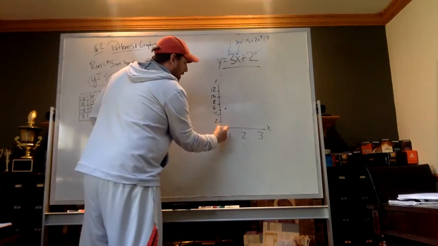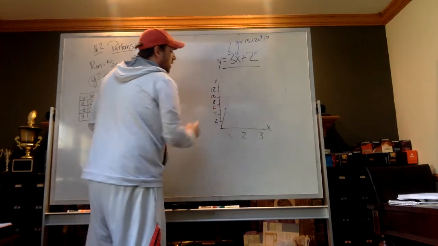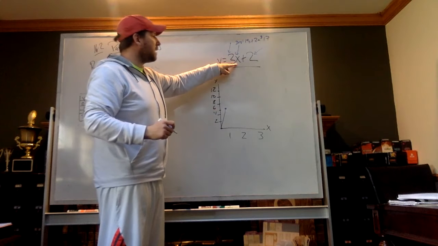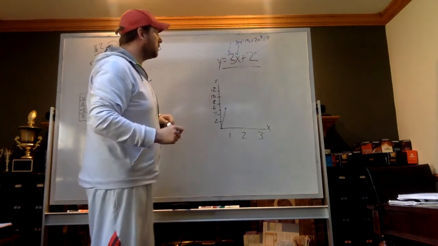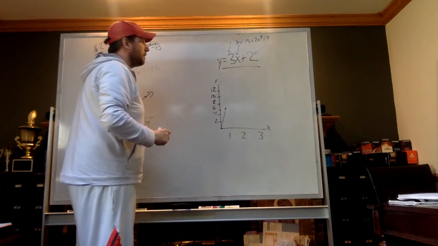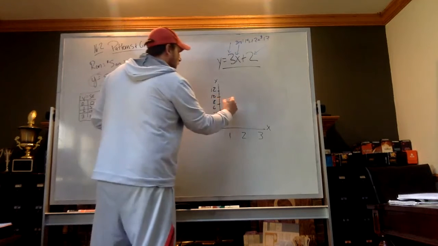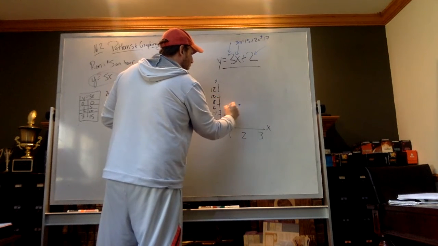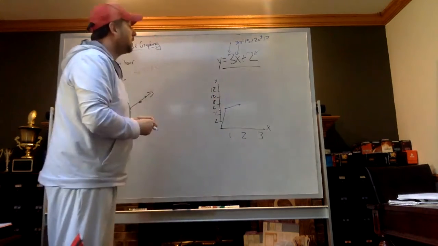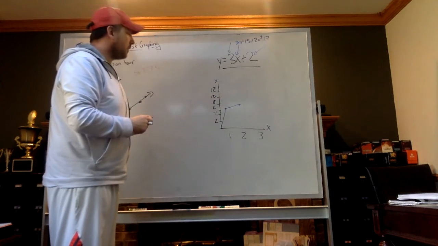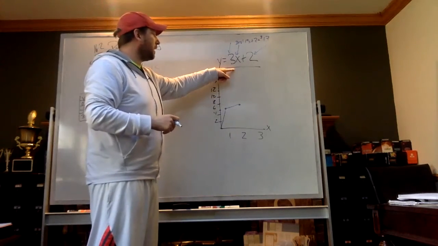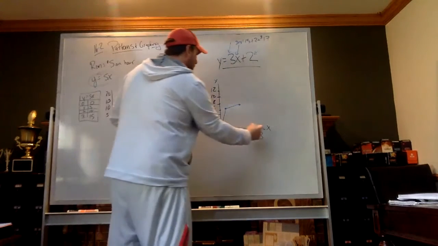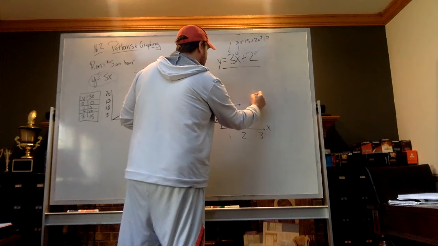So if we bought 0 harmonicas, it would be 0. Now if we bought 2 harmonicas, 3 times 2 is 6, plus 2 is 8. Now, if we had 3 harmonicas, 3 times 3 is 9, plus 2 is 11. So 3 up to 11 looks like that.